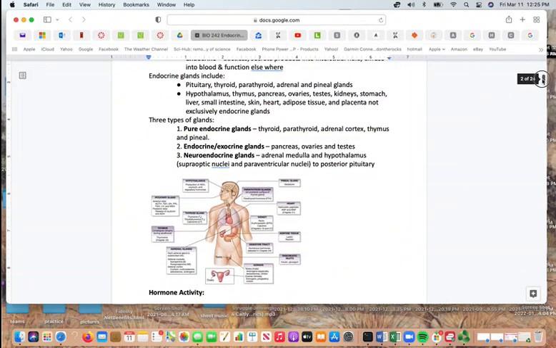So when we look at the three types of glands, pure endocrine glands would include things like the thyroid, parathyroid, adrenal cortex, thymus, and pineal gland. There are some glands that are both endocrine and exocrine. This would be the pancreas, the ovaries, and the testes. So they've got both types of glands in there. And then the neuroendocrine glands would include the adrenal medulla, the hypothalamus, the supraoptic nuclei and the paraventricular nuclei that are posterior pituitary. So they can have actions that come from both the nervous system and the endocrine system.